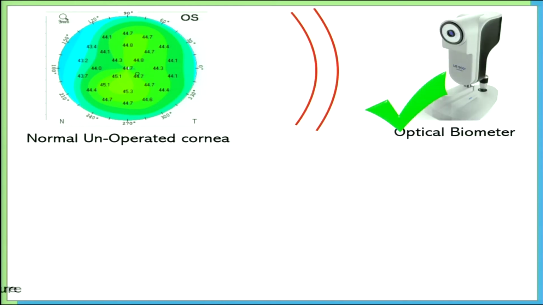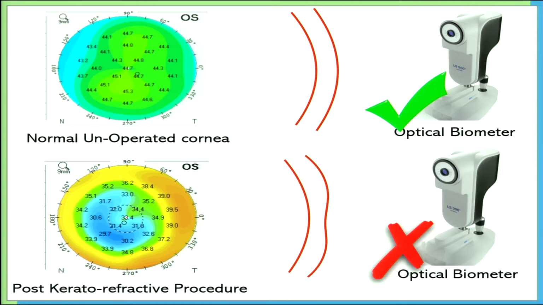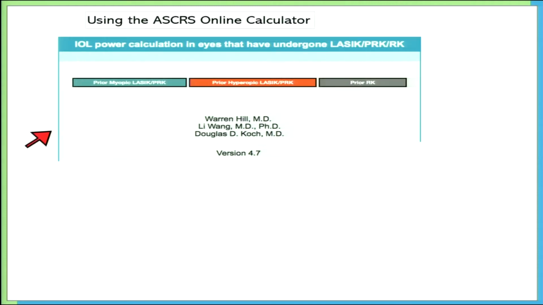In post-refractive cases, the ratio between anterior and posterior cornea is disturbed. So optical biometry is not very good in such cases. We can go to the ASCRS online calculator, use 65% mean keratometry with the 0 to 4 mm zonal equivalent keratometry value from the topographer and calculate the IOL power.